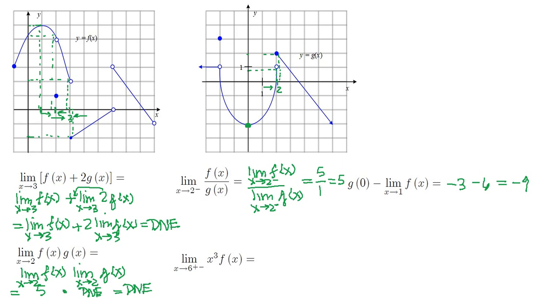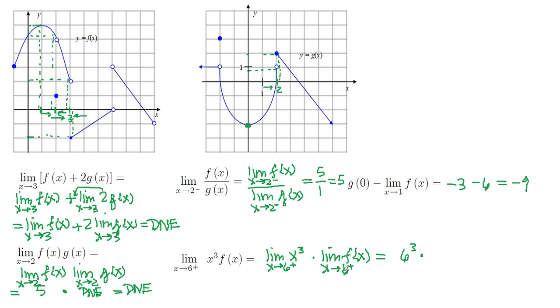Here, limit as x approaches 6, that should be from the plus side, of x cubed f of x. This will equal the limit of x cubed as x approaches 6 from the plus side times the limit of f of x as x approaches 6 from the plus side. Well, this is just a polynomial. You can plug in to get the limits of polynomials. So that's going to be 6 cubed.